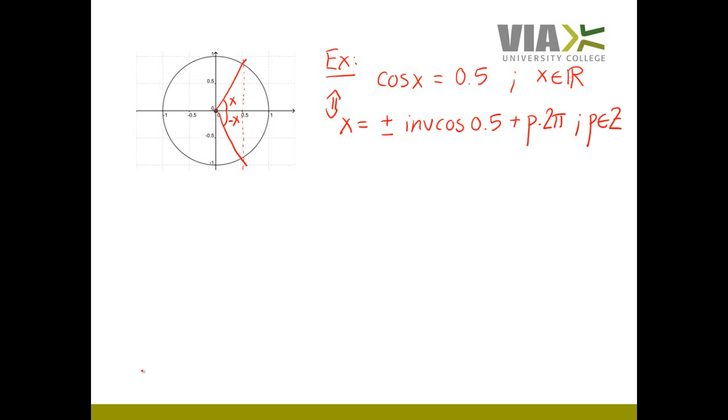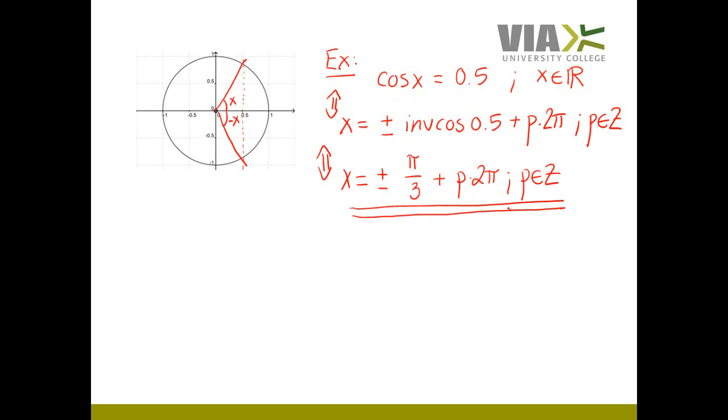Alright, so now we're almost there. We just need to calculate what inverse cosine 0.5 is. That is equal to pi divided by 3. So the total solution to cosine x equals 0.5 must be x equals plus minus pi over 3 plus our period p times 2 pi, and p is one of our integers. So that is the total solution to cosine x equals 0.5.